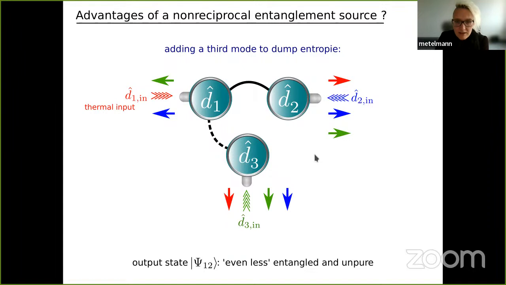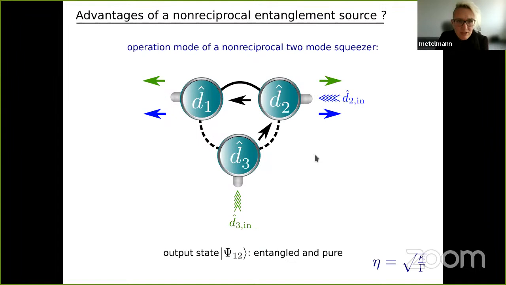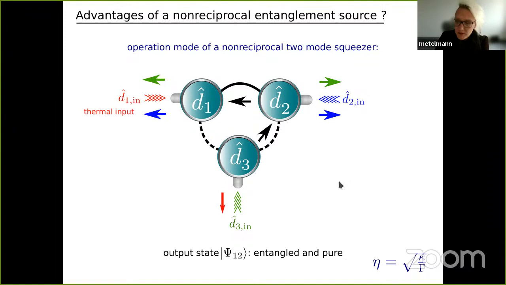Here is where your non-reciprocity has an advantage. If we think about the operation mode of a non-reciprocal amplifier, we already said that if we have just vacuum input, we have an entangled and pure state. Now the seed for this state actually comes from the vacuum injected into 3 and the vacuum injected into 2. If we now inject a thermal input, some thermal fluctuations, they actually get routed, in the case of perfect non-reciprocity, into our mode 3. So the output state, the entangled photon pairs you obtain, will still be pure. You have routed the entropy to the place where you don't care about it and generated an entangled and pure state, although you have thermal input.